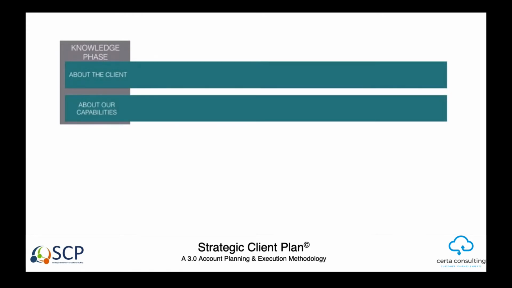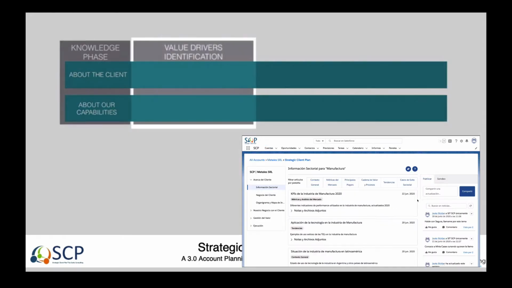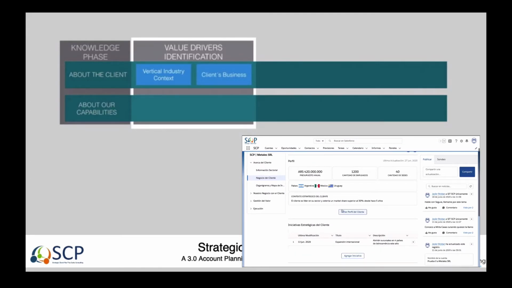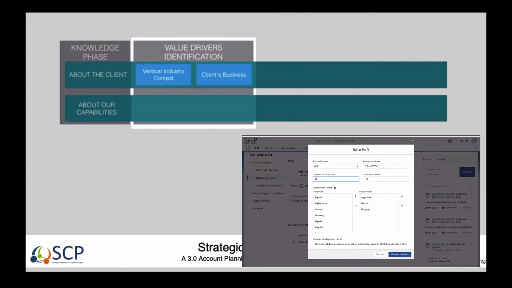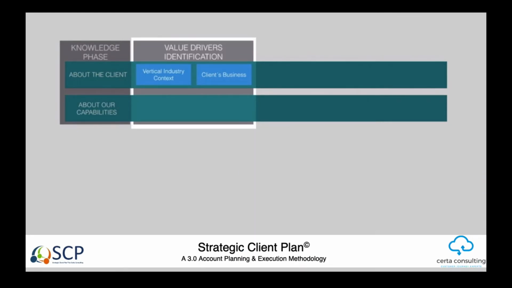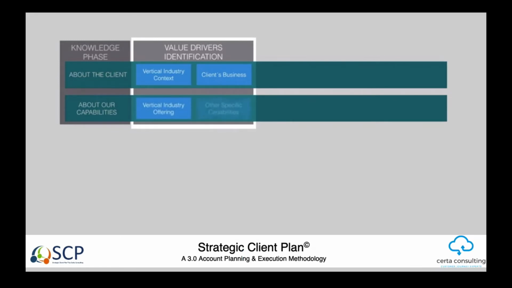The first block consists of the identification of the value drivers. Value drivers represent the available levers we have to develop our business with the client, such as the context of the vertical industry in which our client operates, and the specific knowledge about challenges, plans, and strategic initiatives of our client's business. The value drivers block is completed with the identification of our vertical industry offering and the specific capabilities we count on to serve that particular client.